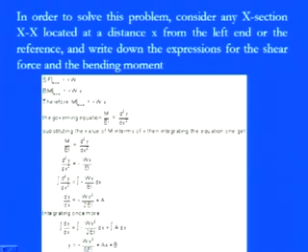Now, if we integrate, the integration will give you dy by dx, that means the slope, equals minus integration of W into x divided by EI into dx. Since we are integrating with respect to x, we have minus W x square divided by 2 EI, because the integration of x will give you x square by 2. So, we have dy by dx equals minus W x square divided by 2 EI plus a constant A.